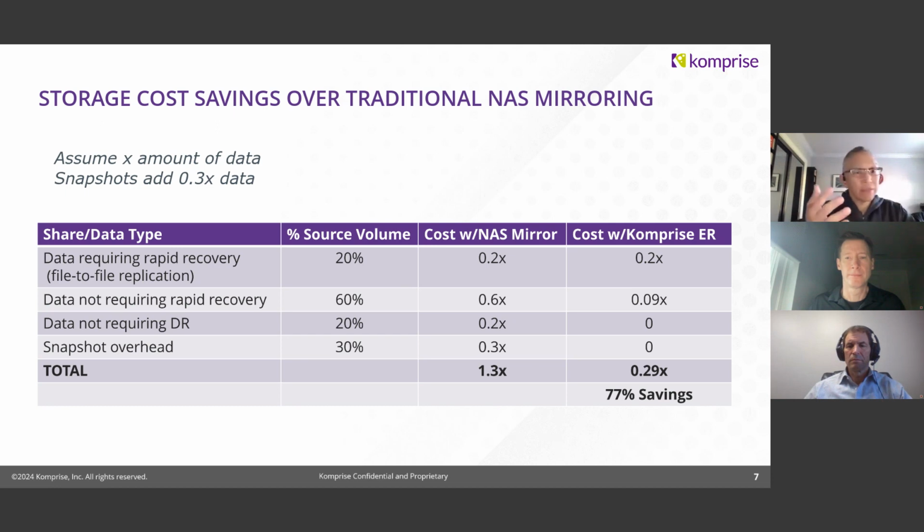And same thing with the snapshots. If you're using NAS mirroring, they're on the volume. And so they go as well. And now you've got the snapshots replicated. You may not necessarily need that. And again, with Komprise, you have the option to pick and choose what to replicate. You don't want those snapshots, the cost is zero. So if you just add it up, very rough back of the envelope, we're approximately saving 77% of the cost of replication and affording you the ability to actually replicate all your data.